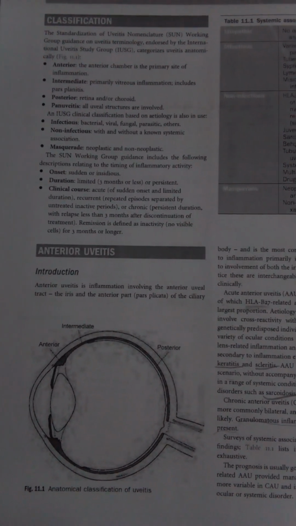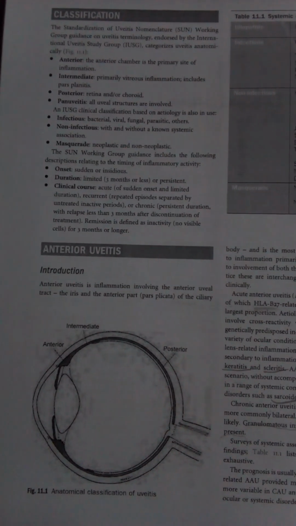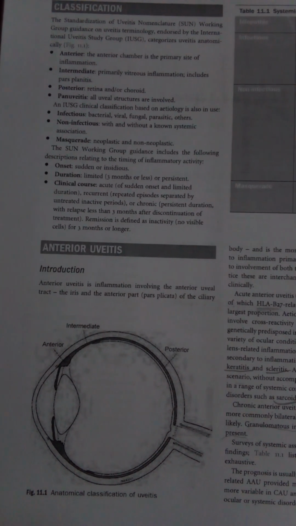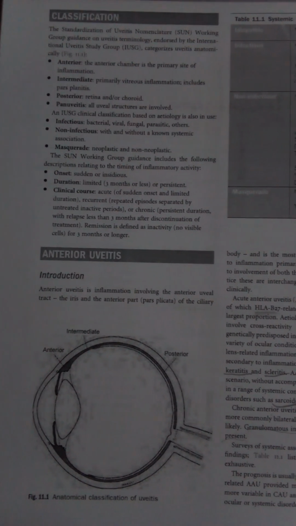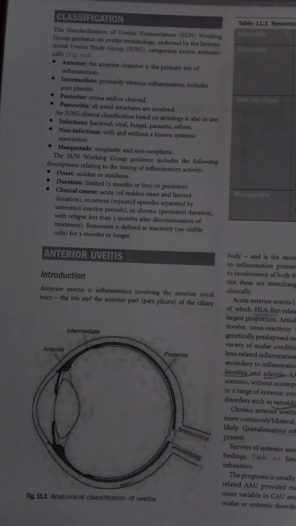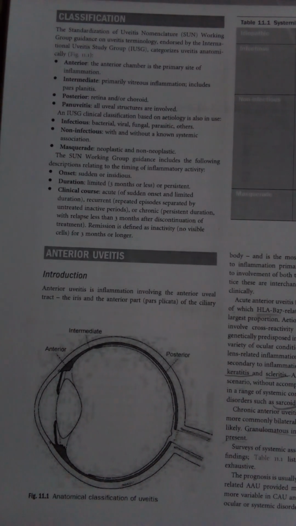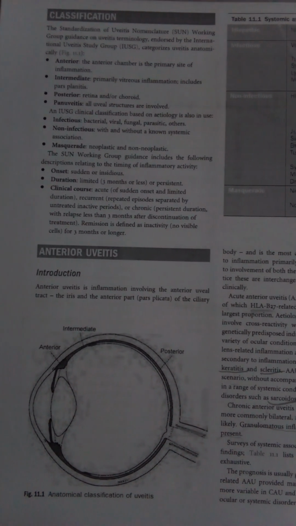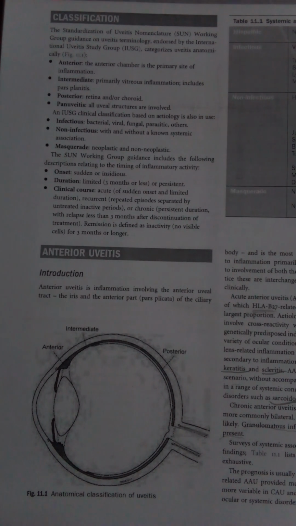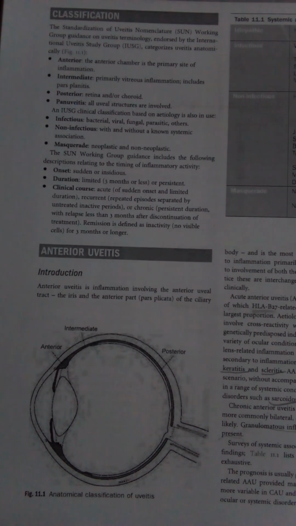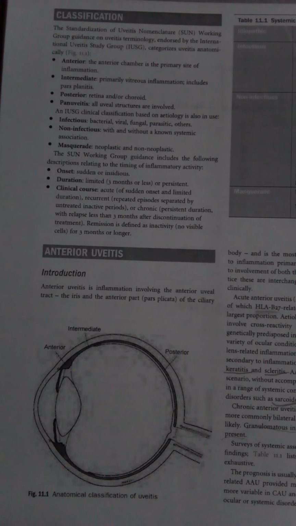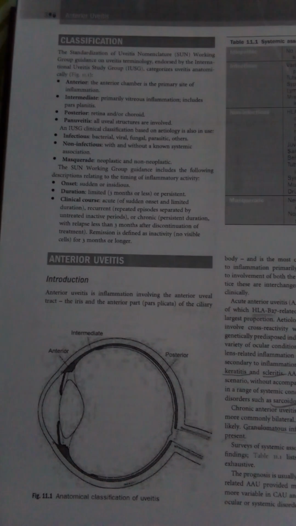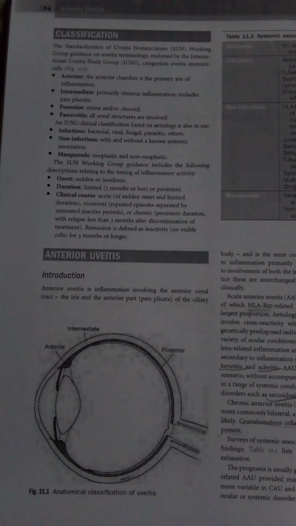In this video we will discuss uveitis. At first we should know that uveitis is the inflammation of the middle layer of the eye. The Standardization of Uveitis Nomenclature working group guidance on uveitis terminology, endorsed by the International Uveitis Study Group (IUSG), categorizes uveitis anatomically. So this is the classification of uveitis based on the International Uveitis Study Group.